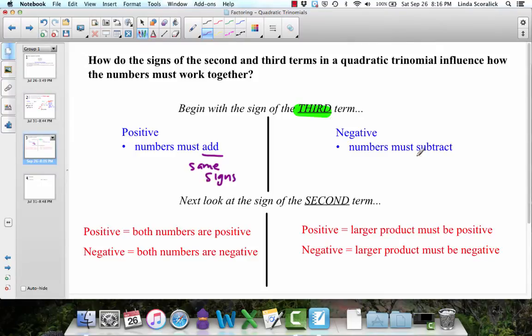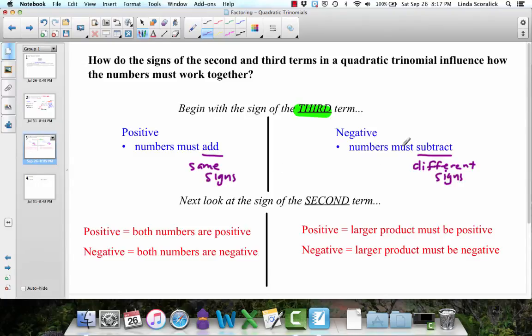So let's say both positive or both negative. And subtract means that they use different signs. Once you determine whether or not you need the same sign or different signs, you're going to look at the second term. So let's say that the third term was positive and the second term is positive. That means both of your factors for the third term would need to be positive. If the third term is positive and the second term is negative, both numbers would be negative.